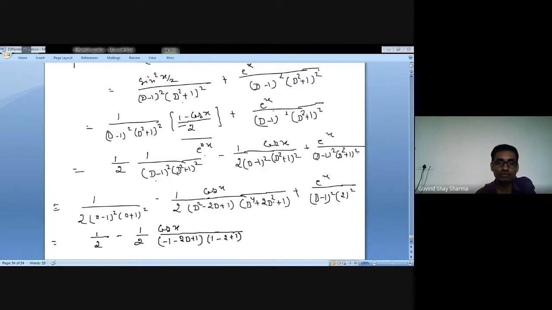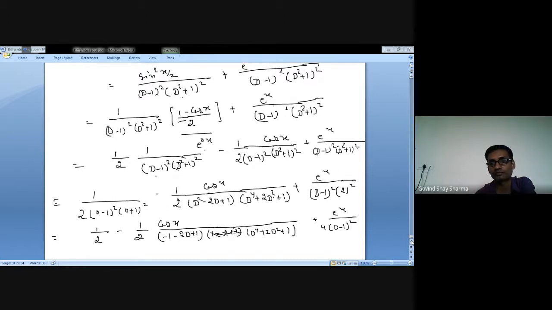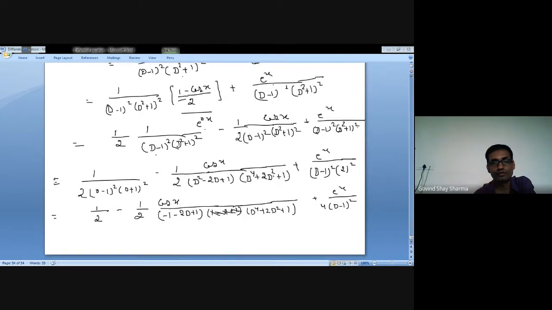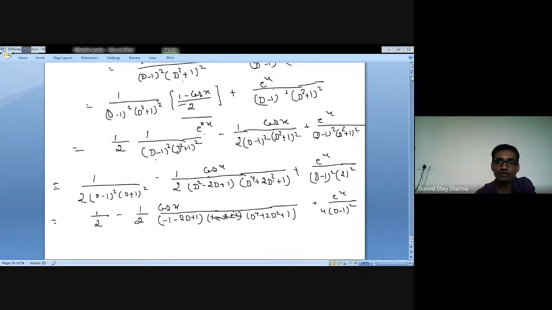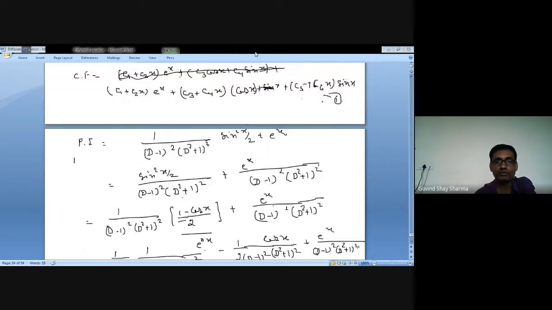So we cannot write this one here. We can put d4 plus 2d square plus 1. This one only. And this becomes 4d minus 1. Again, I explained the first term, and now we can simply solve it by putting x to multiply and differentiating downside. But first I explain about the PI.